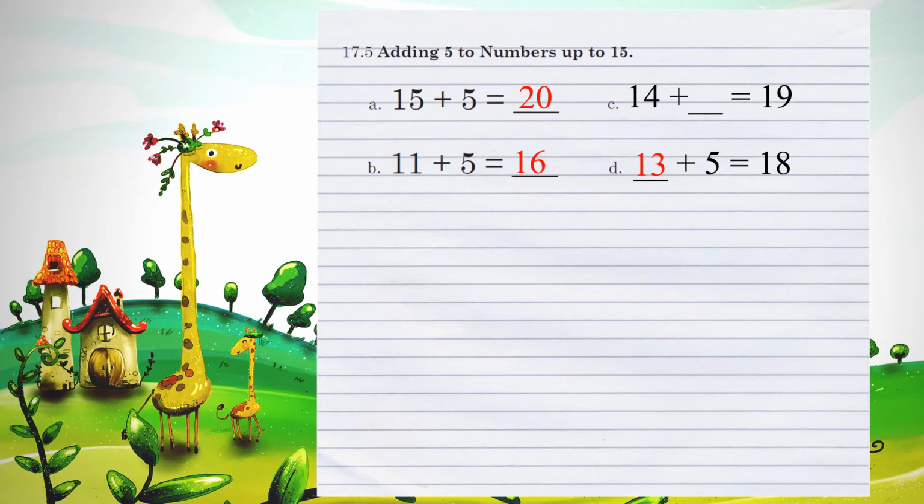Example C. 14 plus what number equals 19? Here, let's just do some counting. If we start with 14, how many spots would we have to go to reach 19? 15, 16, 17, 18, 19 moves us 5 spots. So that is what we are adding.